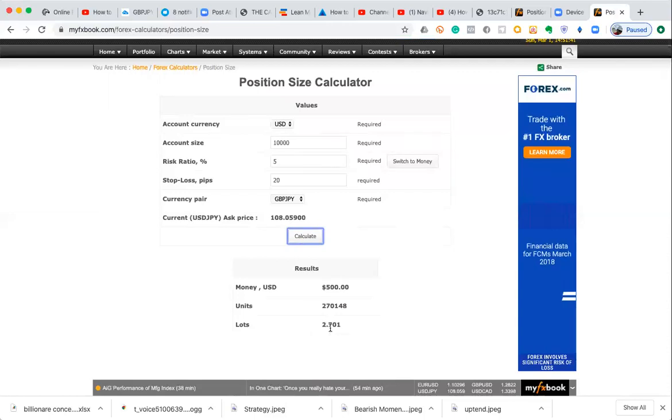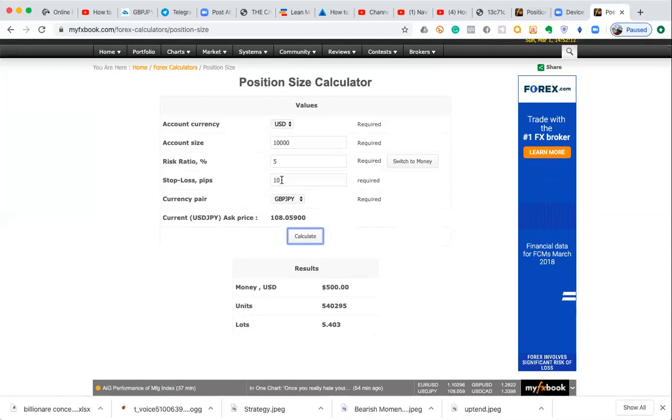Can't you see how my lot size went up to 2.7? But look, I'm still making 500. If I lose, I'm still going to lose 500, but now I have fewer pips to make. I've got fewer pips now to make 500. So watch this. If I do this, look at that. Five lots. If I'm wrong, I'll lose 500.